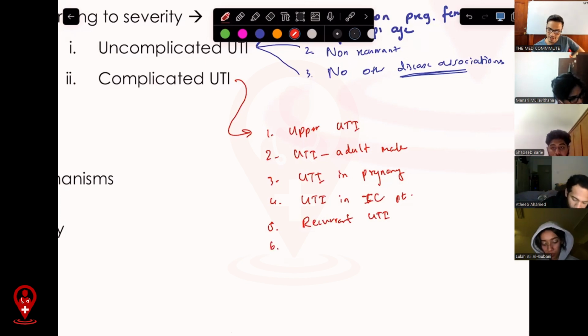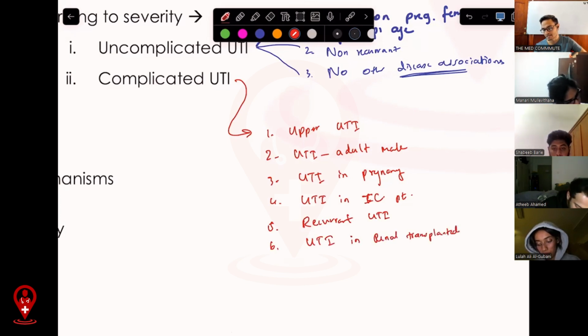And the last one here, guys, UTI in renal transplanted patients. That means someone who is the recipient, right? If there is a recipient who has received a renal transplant, who has received a kidney, and now he is getting a UTI, that's again a complicated case. Okay. Everyone good up to this point?